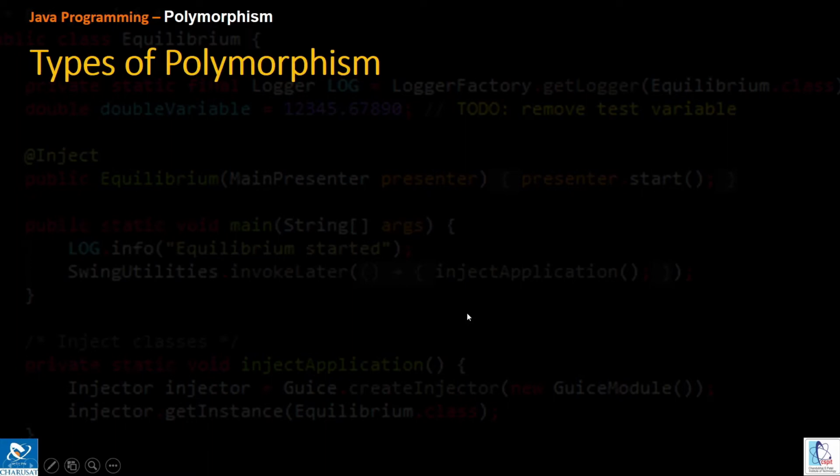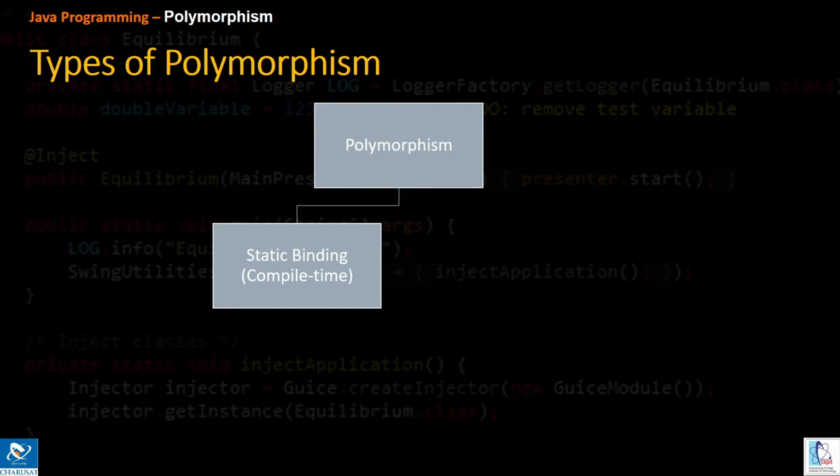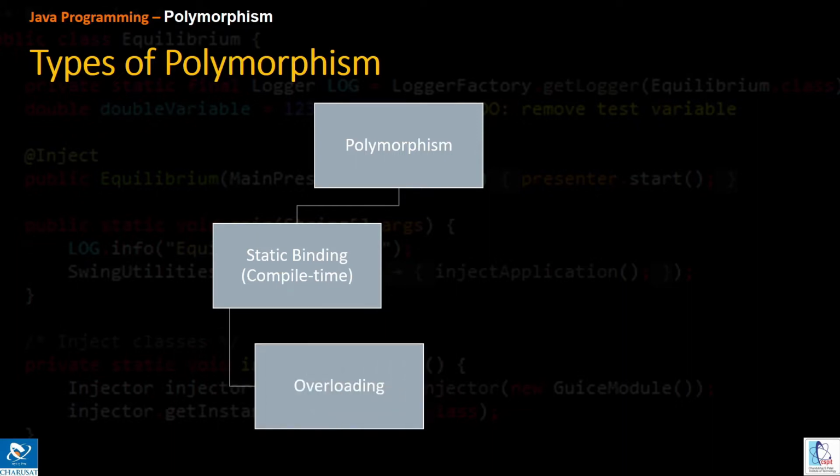Let's see the types of polymorphism. Polymorphism can be implemented through the concept called static binding, or compile time binding, and the specific technique to implement static binding or compile time binding is known as method overloading.